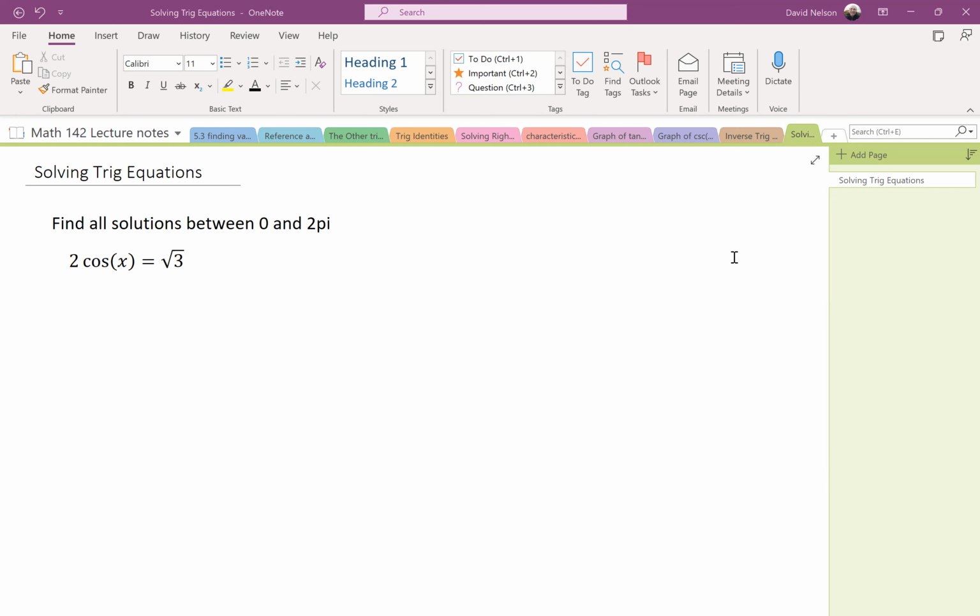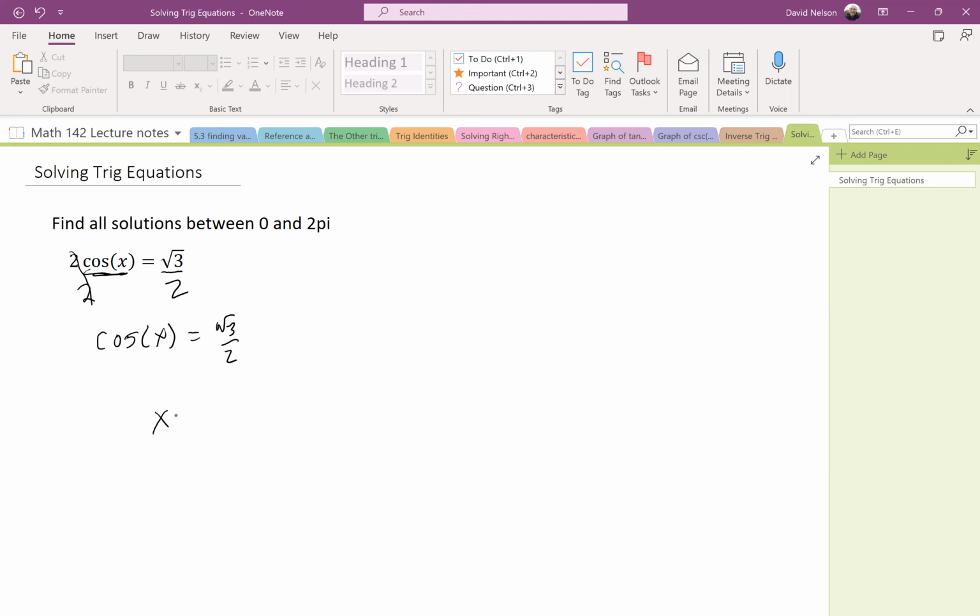Like any other equation, what I want to first do is try to isolate that cosine of x as best I can. Well, I want to isolate x itself. So let's get rid of the 2. Let's divide both sides of the equation by 2 so it cancels out. And we'll get cosine of x equals square root 3 over 2.